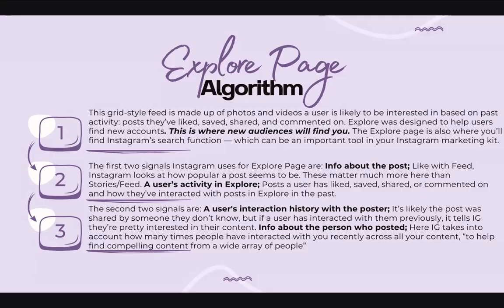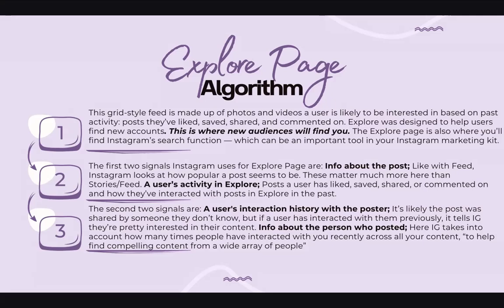Okay. The first two signals Instagram uses for the explore page are information about the post. So, like with the feed, Instagram is looking at how popular a post seems to be. And the more popular the post is, the higher up on the explore page you will find it. Okay. A user's activity in explore as well. So, the things that the person is searching, the posts the user has liked, saved, shared, commented on, or searched is going to show higher up in the explore feed as well.